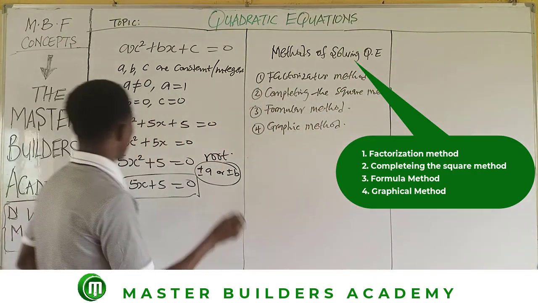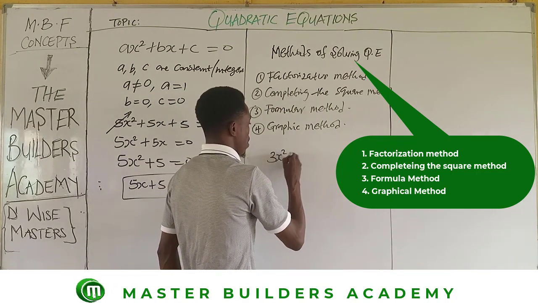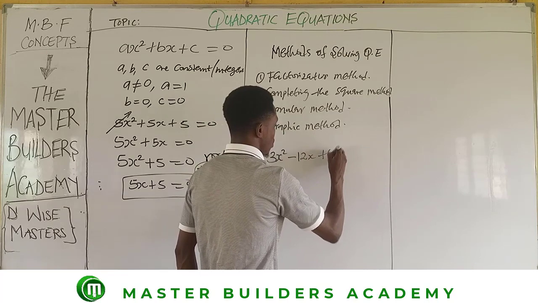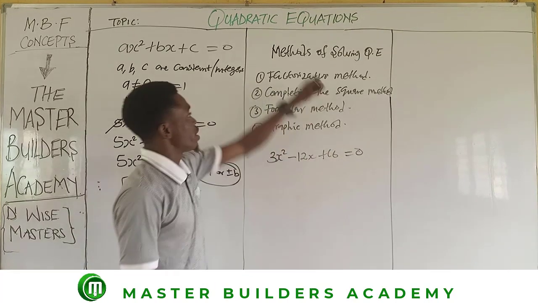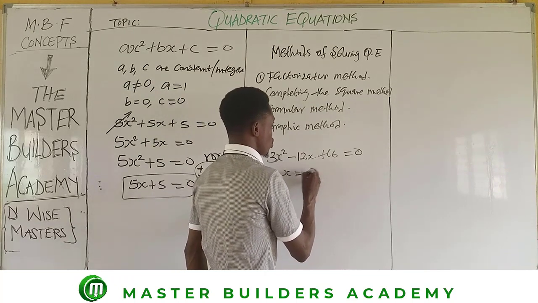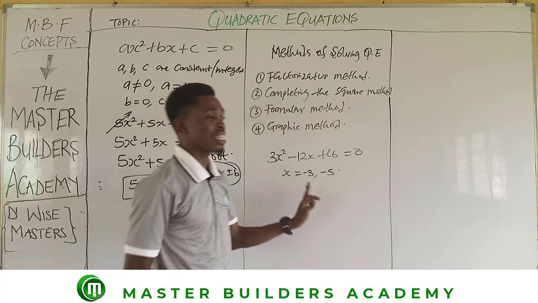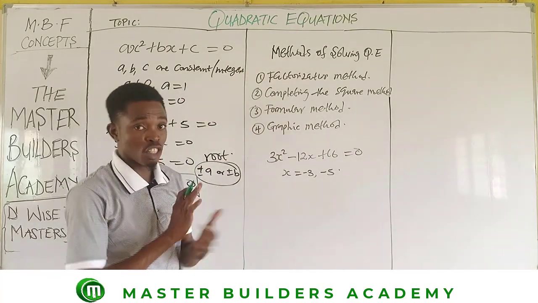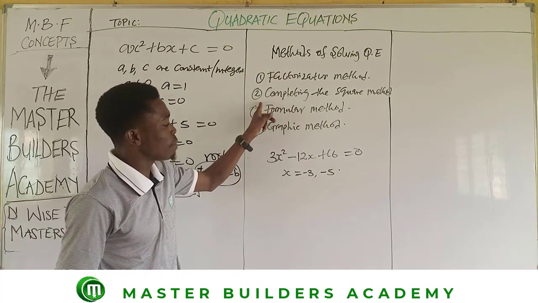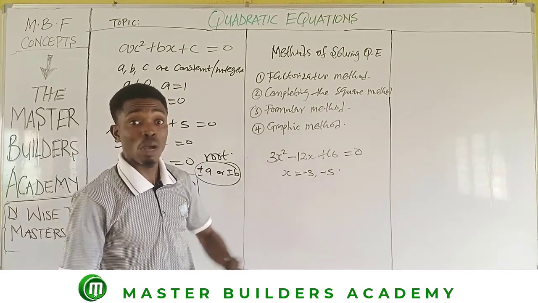If for instance this is a quadratic equation that I'm given, 3x squared minus 12x plus 16 equal to 0. Now if I use factorization method to solve this and I obtain my answer to be x equal to minus 3 and minus 5, if for instance this is the answer I have when I use factorization method, when I use completing the square method, I'm still going to have this same result. Now if you have different results, that means you are wrong somewhere.